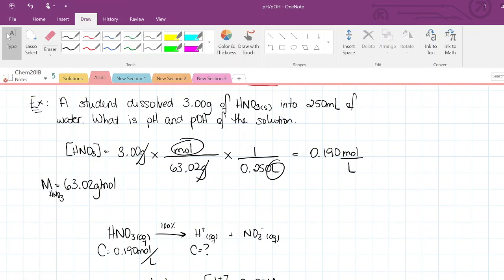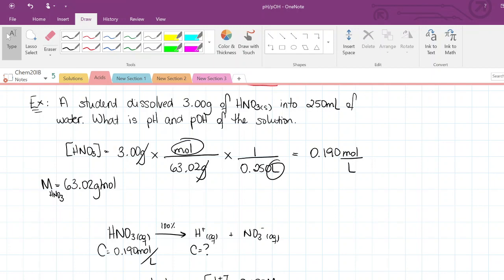So we'll take our 3.00 grams. Remember, if they give you grams, you're going to have to solve for grams per mole. So I solve for molar mass of HNO3, which is 63.02. I'll put the 63.02 on the bottom of the division and the moles on the top. That gets rid of my grams. They told me 250 milliliters, so I'm going to put that into liters because I want concentration. Moles is on the top, liters is on the bottom. I multiply and divide through, and I get 0.190 moles per liter. That's the concentration of my entire solution.